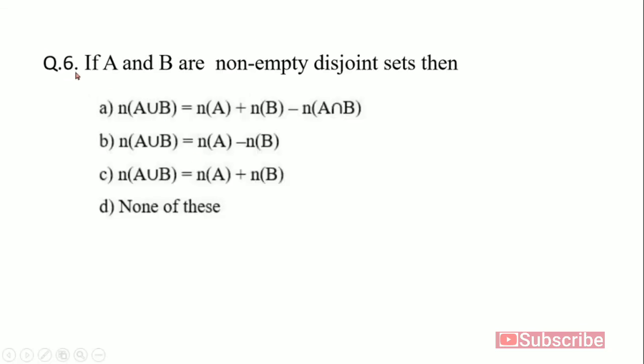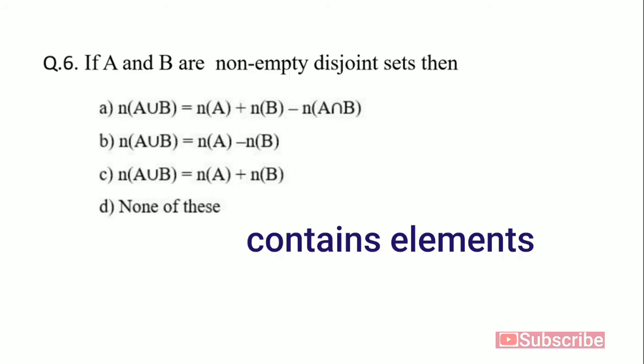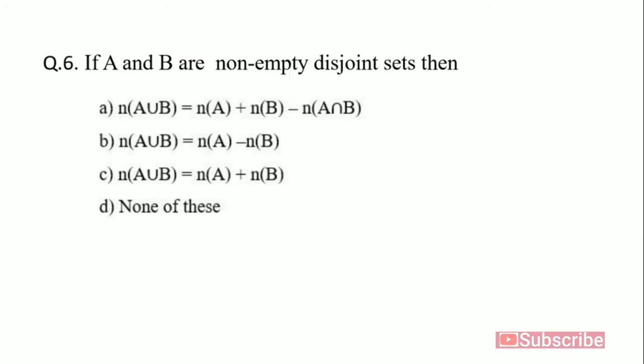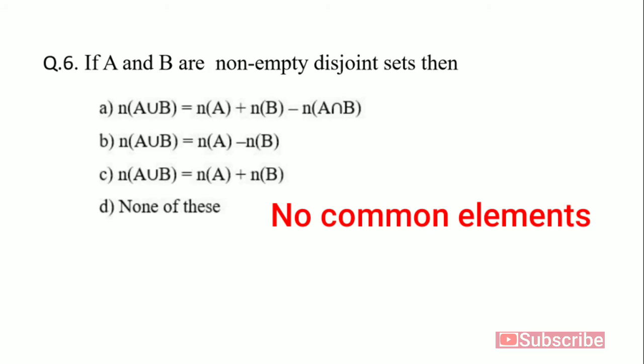Question number 6. If A and B are non-empty disjoint sets, so what is called a disjoint set and what are non-empty sets? Non-empty means the set which contains some elements. Empty set means the set contains no elements, but non-empty means the opposite of that, the set has some elements. And disjoint sets have no common elements, right? Any two sets are called disjoint if they have no common elements.